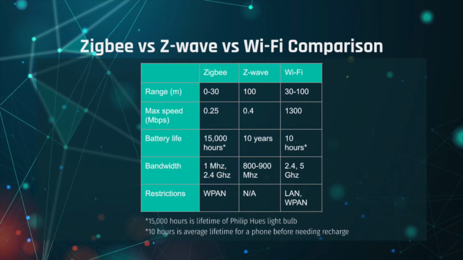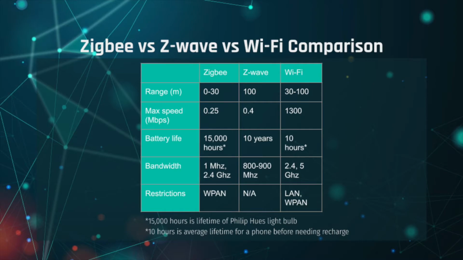This table compares the Zigbee versus Z-Wave protocols versus Wi-Fi. In terms of the range, both Z-Wave and Wi-Fi have about a maximum range of 100 meters. In megabits per second, it's clear that Wi-Fi has the fastest speed. However, for most IoT smart home products, it's not necessary to have this fast of a speed.